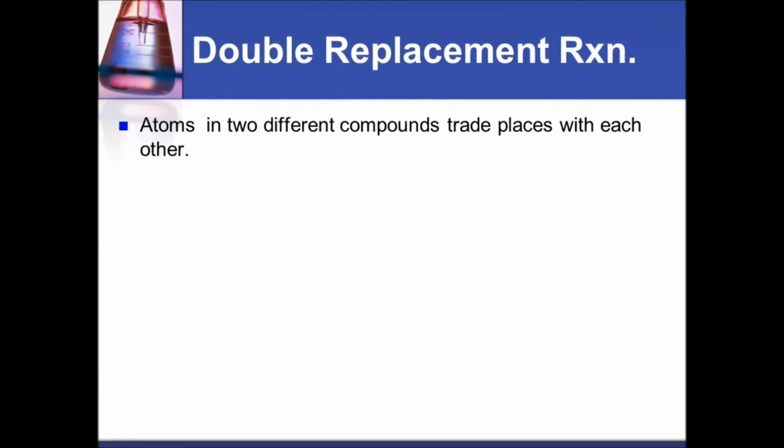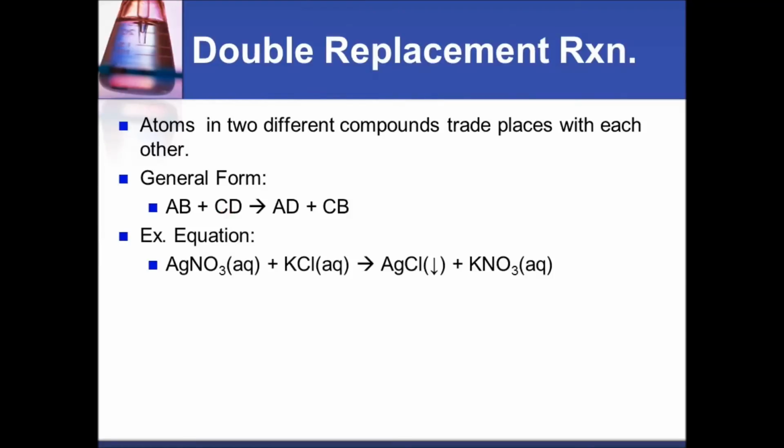Double displacement is where you have atoms of two different compounds and they're going to trade places with each other. So here's kind of the format. You have an A and a B together added to a C and a D together. And then just everything's going to mix up on the other side.